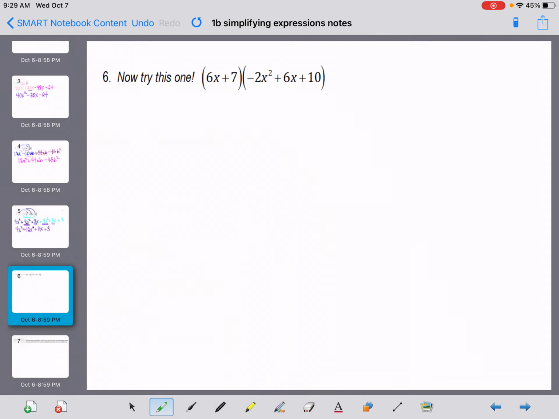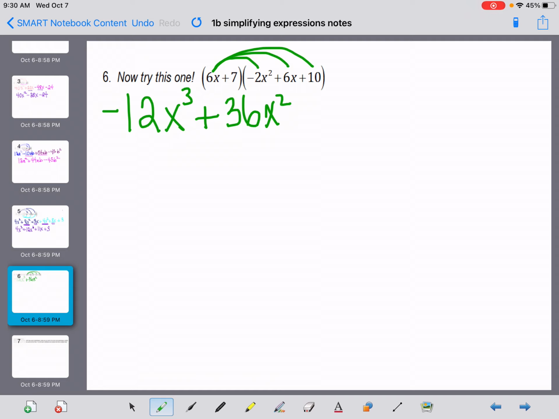Again, double distributive property says that we're going to take the 6x and we're going to multiply it by all of those terms there. Again, we have to watch out for the sign. 6 times negative 2 is negative 12. X times x squared is x cubed. 6x times 6x, positive 6x times positive 6x. 6 times 6 is 36. X times x is x squared. 6x times 10, they're both positive, so 6 times 10 is 60x.